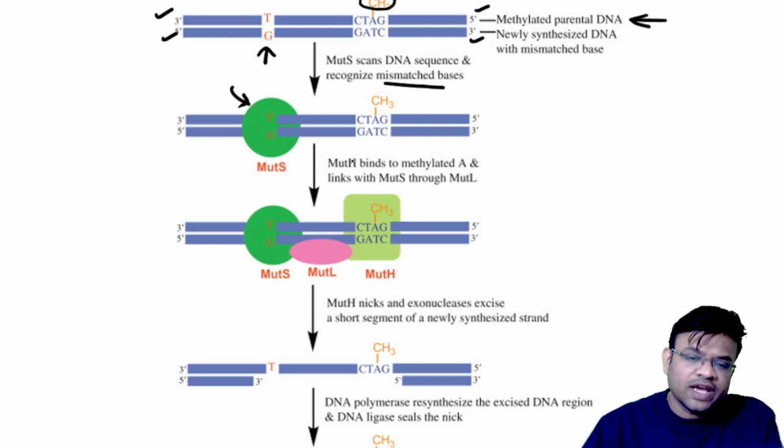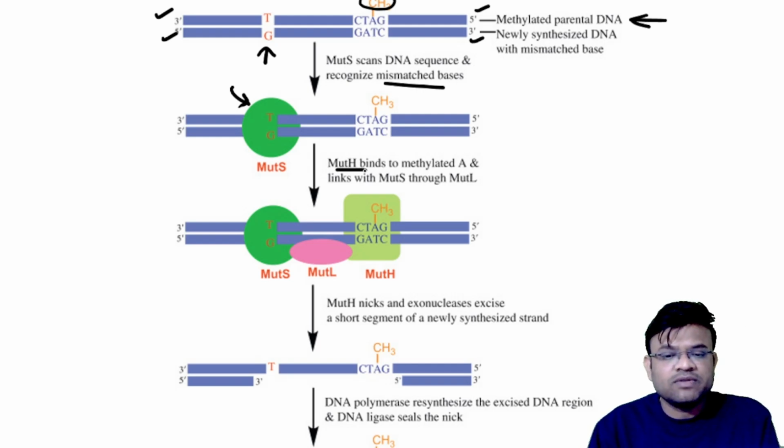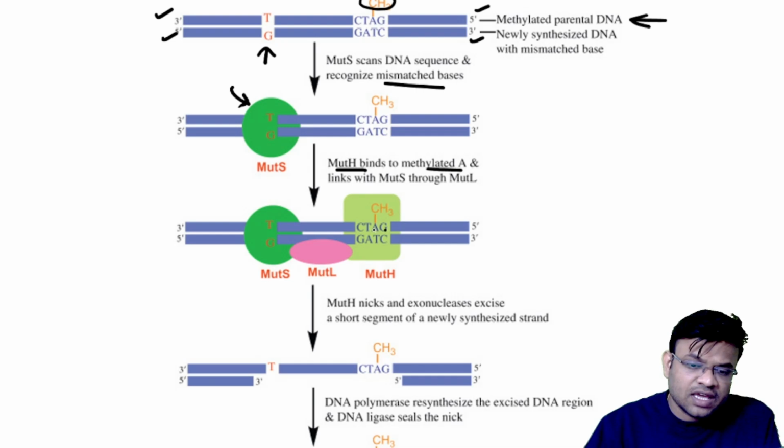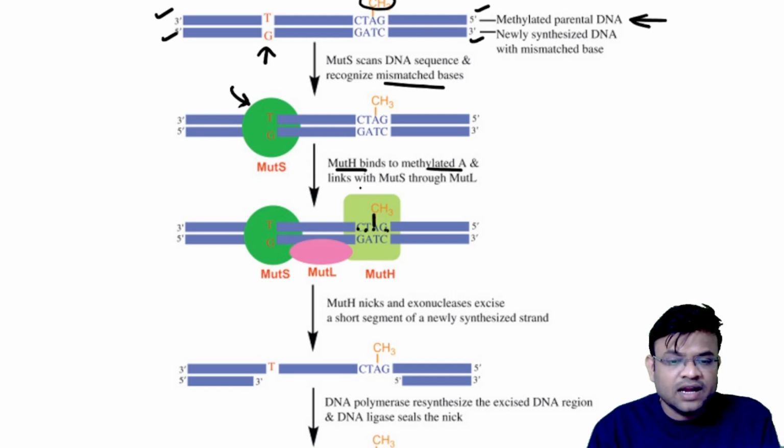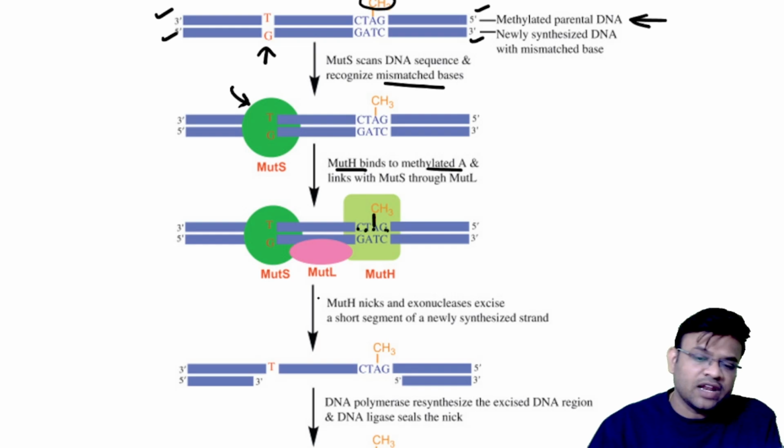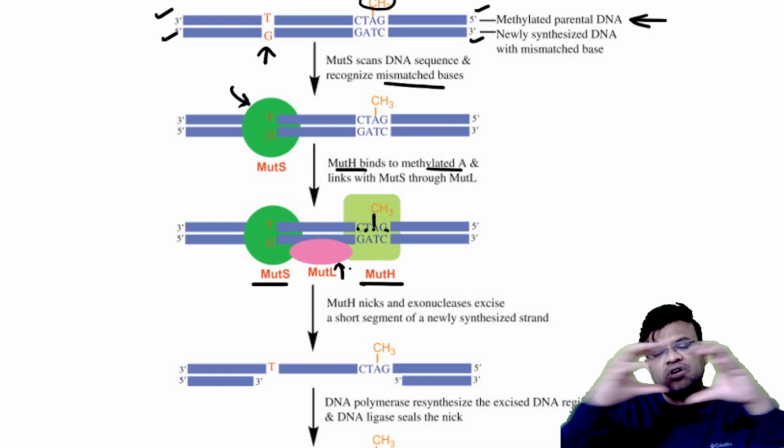Next, MutH will be recruited. MutH, what will it do? It will first of all identify which strand is methylated and which strand is not methylated. It will bind to the methylated A region. So you can see that this is GATC, right? On the GATC, it will bind to the methylated A, and it links with MutS through MutL. So this is MutH, this is MutS, and MutL will be causing a bridge or link between the two.